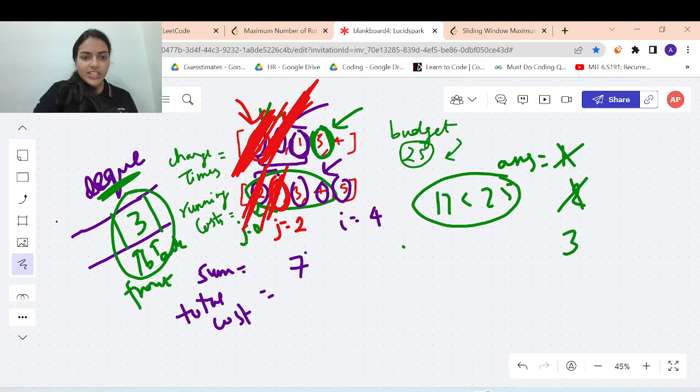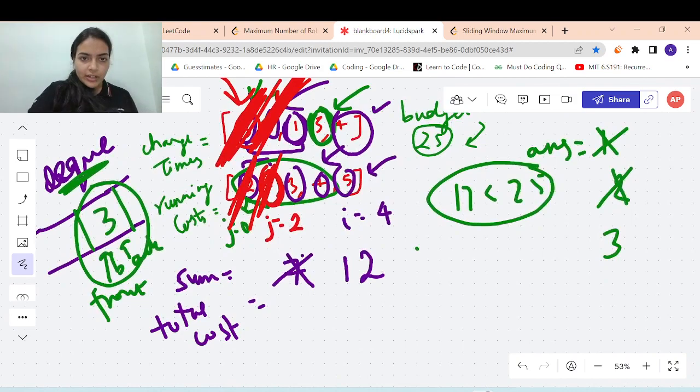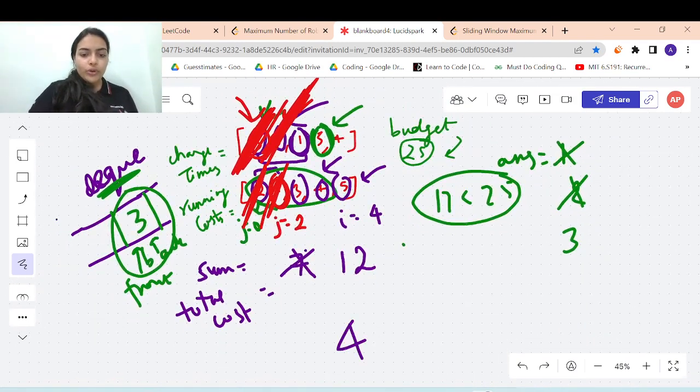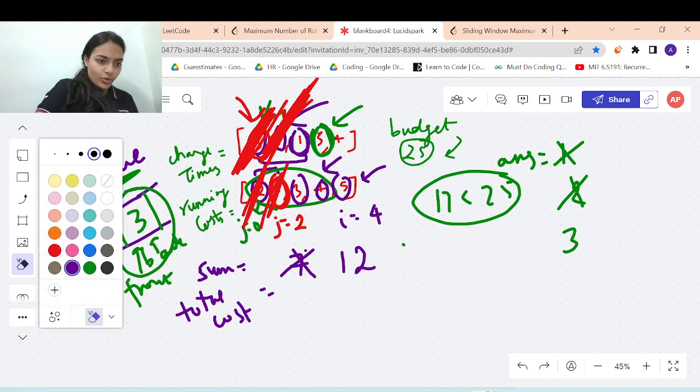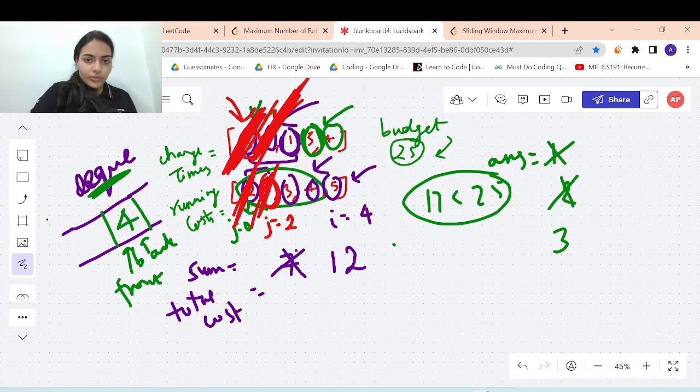What was the sum? Sum was 7. So now for the new element, sum will be added. Sum will become equal to 12 because the new element is 5, right? So 7 plus 5 is equal to 12. So the sum is 12. And now, by the way, you are seeing a new element in charge times also. The new element is 4. So what will 4 do? 4 will come and sit on the throne because in the DQ you have 3. 3 is less than 4, right? So since 3 is less than 4, you will dethrone 3 and 4 will sit here. So this element is maximum.